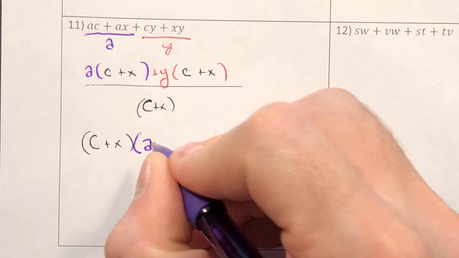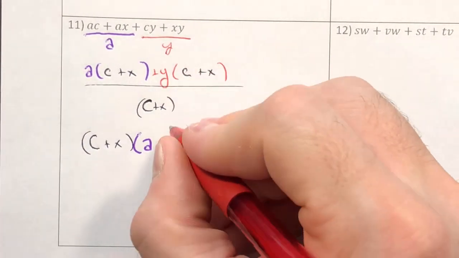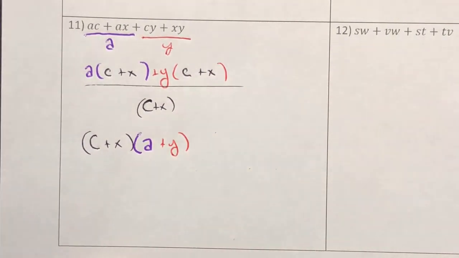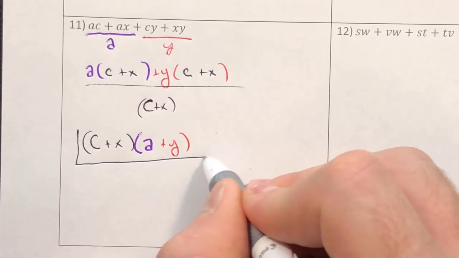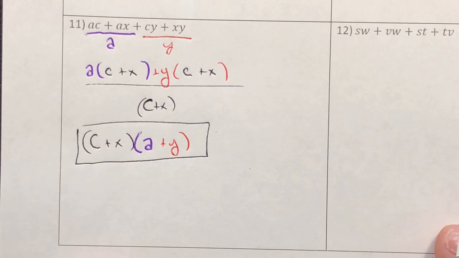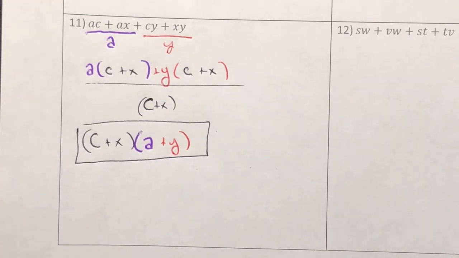And then I have A plus Y. No common factors here. So there's my answer. Here you go. So how'd you do? And that's how we factor. There you go.